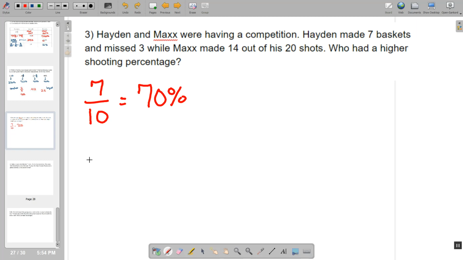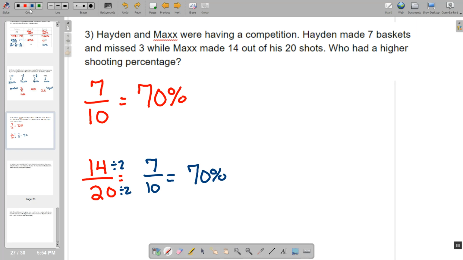Max made 14 out of his 20. There's 2 ways to solve this, but I decided to divide by 2, which gave me 7/10, which is also 70%. So they actually, no one beat each other. They tied at 70%. Good job, guys.